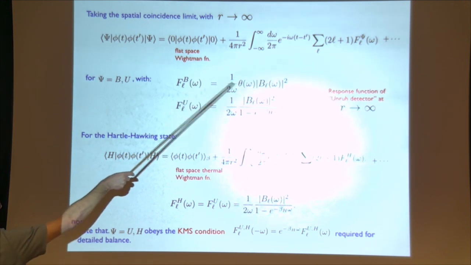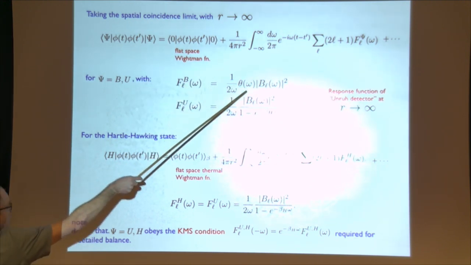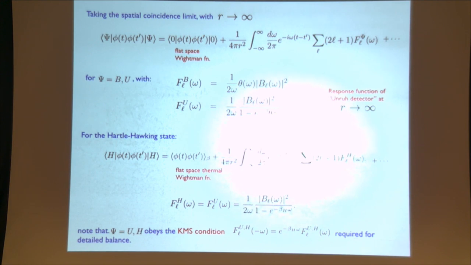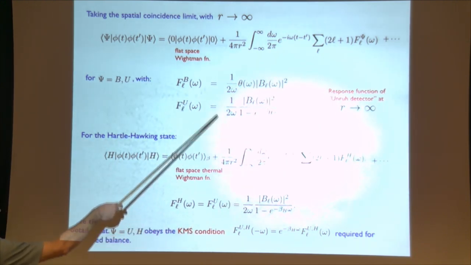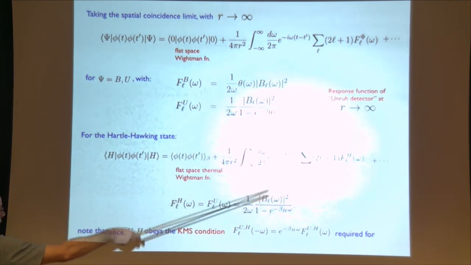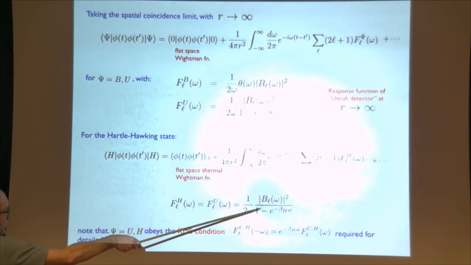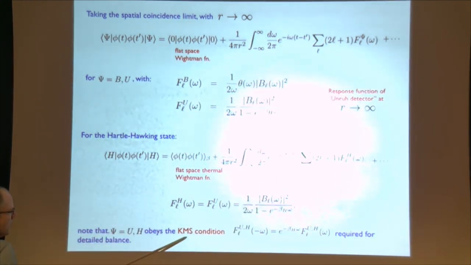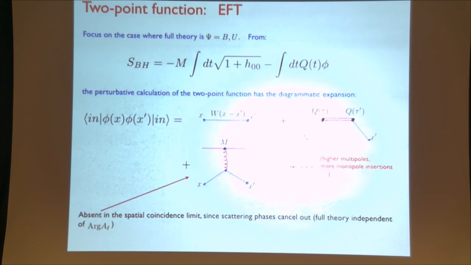In the Boulware state, there's only positive frequency response. That means that there's only absorption, but no emission. There's no Hawking radiation. And then in the Unruh state and in the Hartle-Hawking state, one actually finds that the response functions turn out to be the same, and in both cases obey the KMS condition necessary for thermal equilibrium, so the Fourier space version of periodicity in Euclidean time.